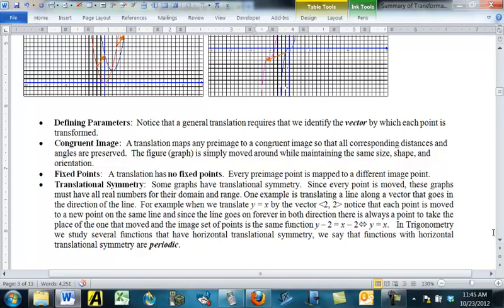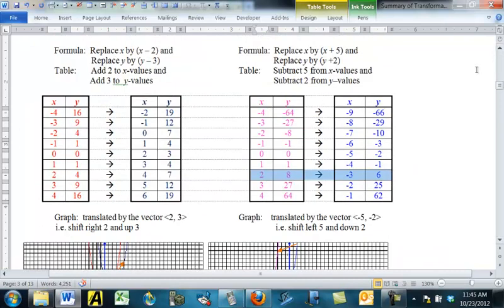When we translate something, we're just sliding this thing around, and so any pre-image point is going to go to what we call a congruent image. So the image is the same size and shape and orientation. It's just moved around. So all corresponding distances are congruent. If you have a distance between two pre-image points, let's say the distance from 0, 0 to 1, 1, which is square root of 2, then the distance from 2, 3 to 3, 4 is also the same distance, square root of 2.